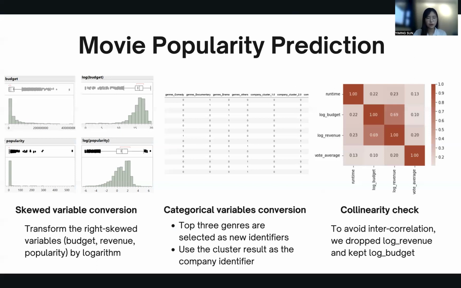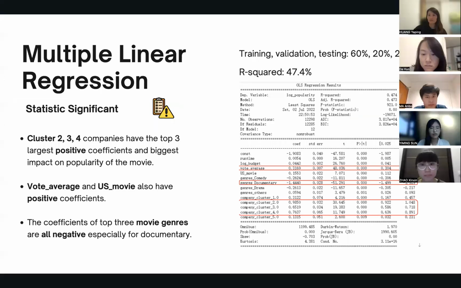As you can see, the coefficient of revenue and budget is nearly 0.7, and we only kept budget to build our model. Next, please. Here is the result of multilinear prediction. The R-square is nearly 50%, and all the independent variables are statistically significant.